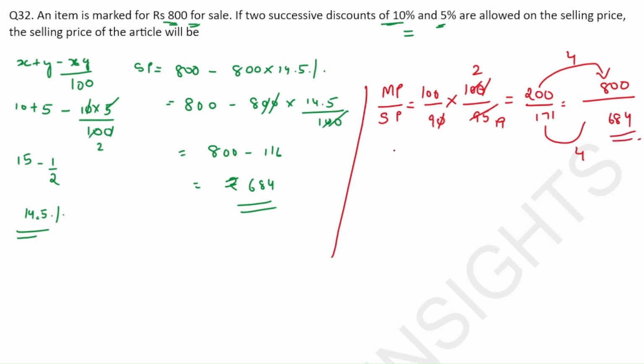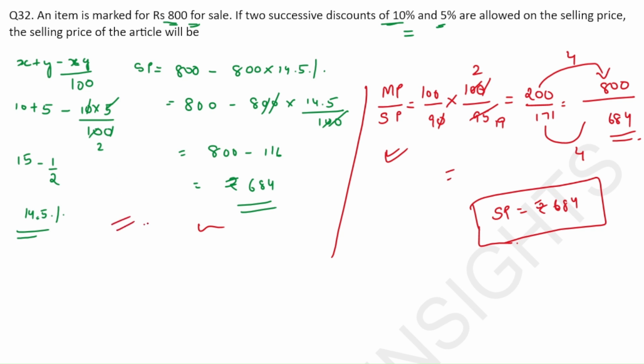So this type of solution, it doesn't even take 1 minute, right? So that means the selling price is rupees 684. So if you don't understand this method, then you go with this one. Now let's solve the next question.